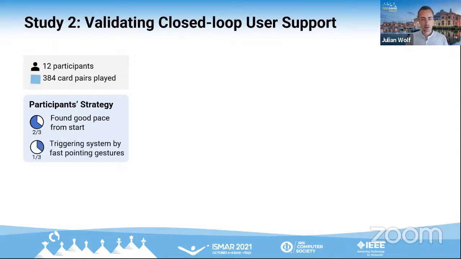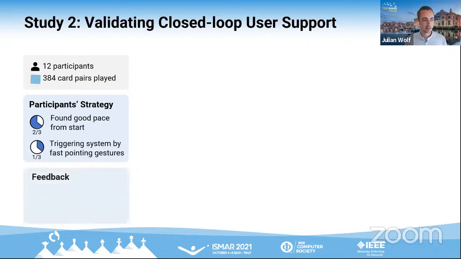The other third of the participants did some arbitrary hand movements at the beginning to test the system, and they then learned how the system worked. And this group of participants then actively used hand-eye coordination to control the system. So they would look on the card, they would have a fast and short pointing gesture in this direction, and therefore they would actively trigger the visual alert.